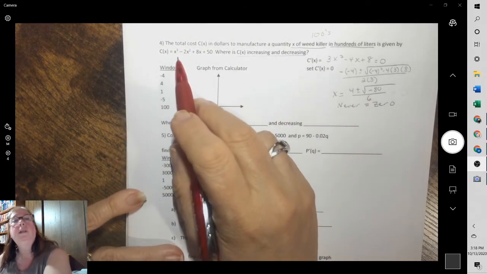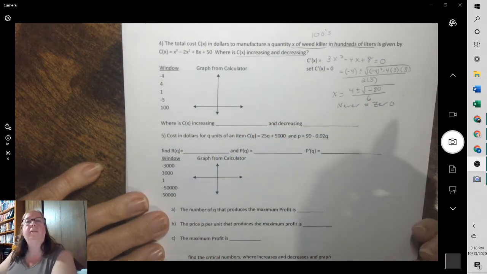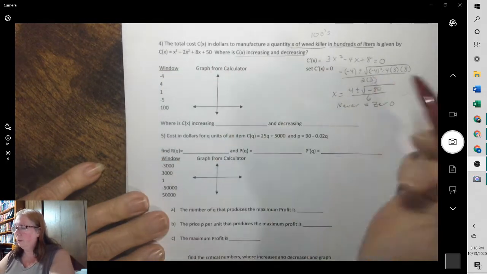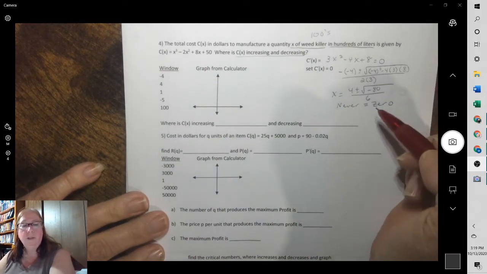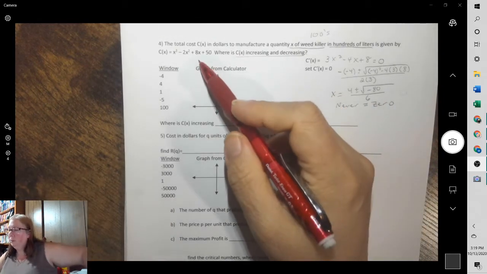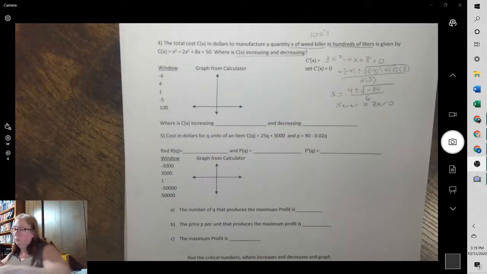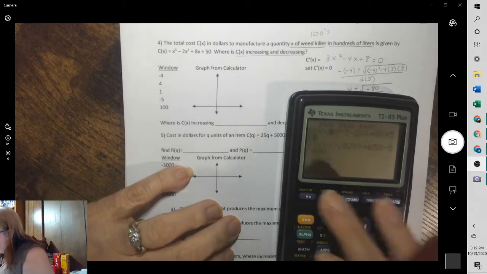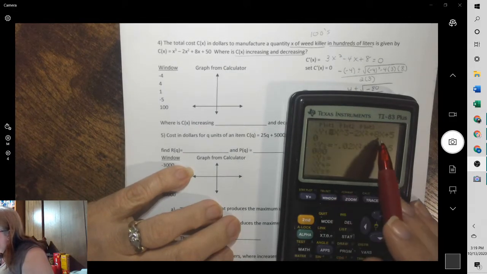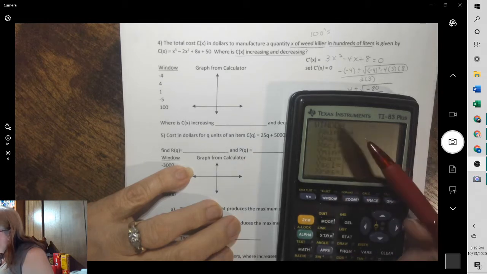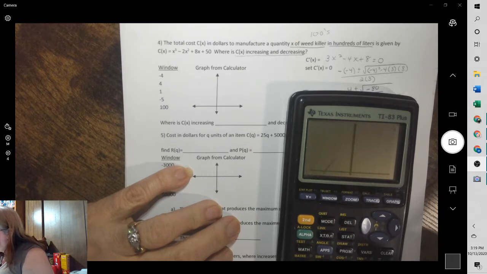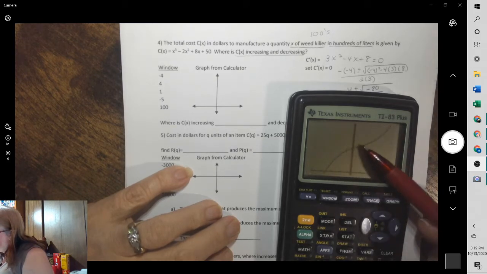This is a cubic graph, which resembles a snake. So we know it's going this way because it's positive, so it's always increasing. To look at the graph, you can plug this into your calculator with this window. I already did that. My window is negative 4, 4, and hit the graph. Notice it's always increasing.